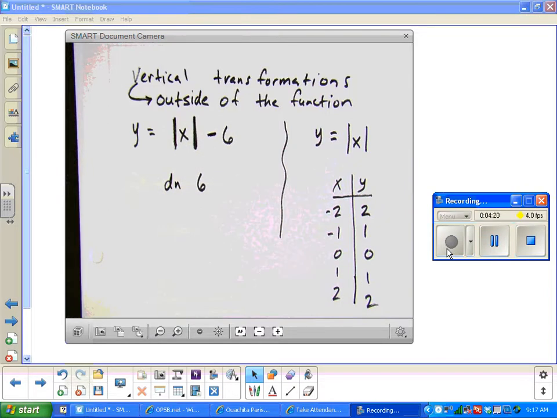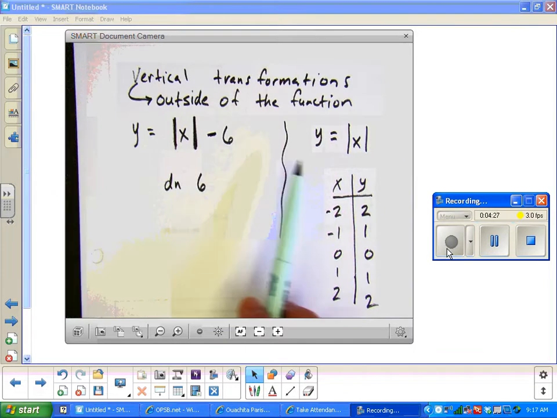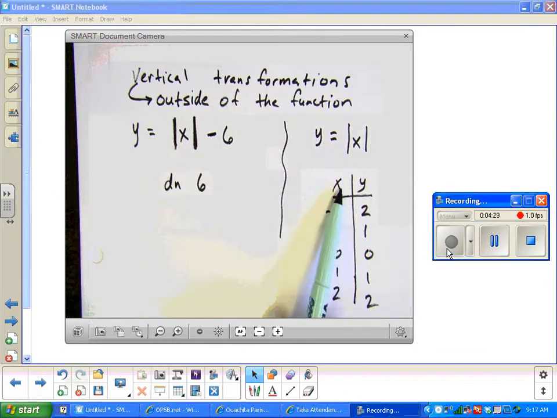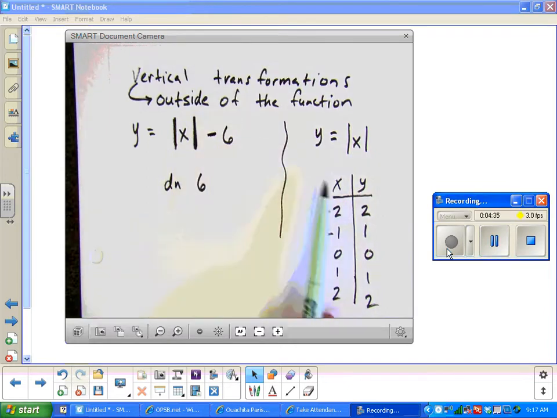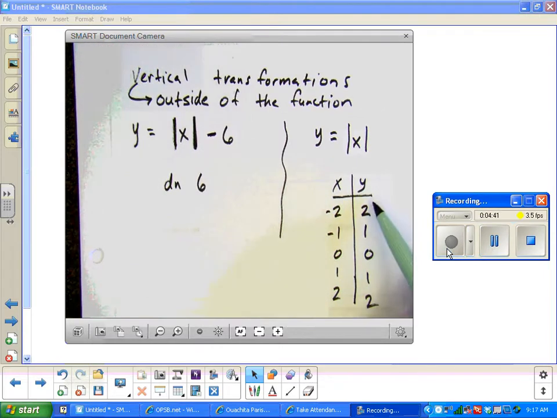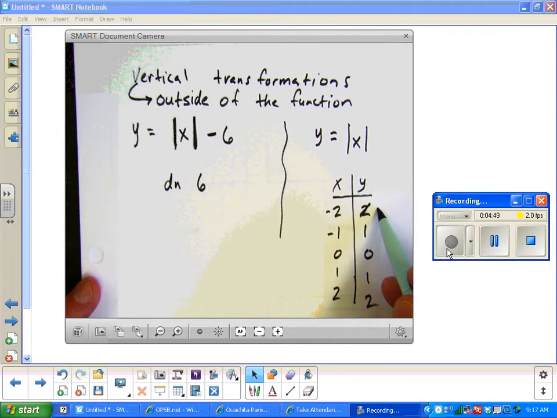Now, if I shift it down 6, remember it's vertical because it's on the outside, what would it affect over here on my T-table? The y's. So anything that's on the outside of the function is going to affect the y's because anything on the outside is vertical. So if I shift down 6, how would I do that numerically to my T-table? Subtract 6.